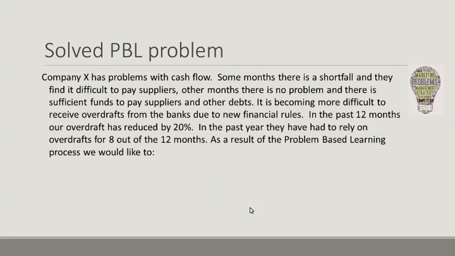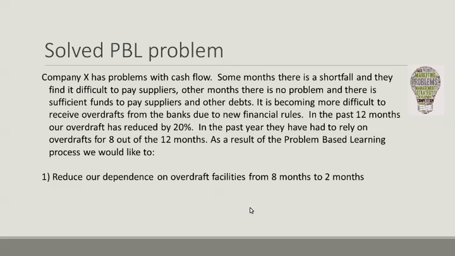The following is an example of a solved problem-based learning problem. Company X has problems with cash flow. Some months there is a shortfall and they find it difficult to pay suppliers. Other months there's no problem and there's sufficient funds to pay suppliers and other debts. It's becoming more difficult to receive overdrafts from the banks due to new financial rules. In the past 12 months, our overdraft has reduced by 20%. In the past year, they have had to rely on overdrafts for 8 out of the 12 months. As a result of the problem-based learning process, we'd like to reduce our dependence on overdraft facilities from 8 to 2 months.